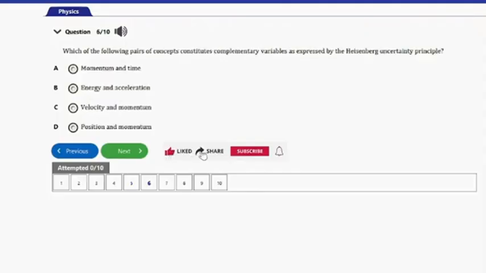So the next question we have here is question number 6. It says, which of the following pairs of concepts constitutes complementary variables as expressed by the Heisenberg uncertainty principle? We have A. Momentum and time, B. Energy and acceleration, C. Velocity and momentum, D. Position and momentum. So guys, the answer to this question is option D here, position and momentum. So that's it for this question. Let's go ahead and consider the next question, guys.